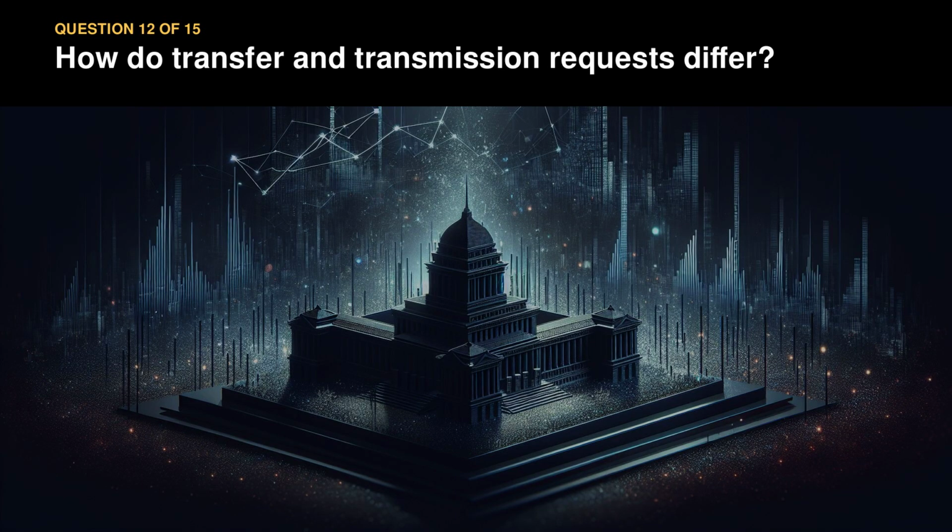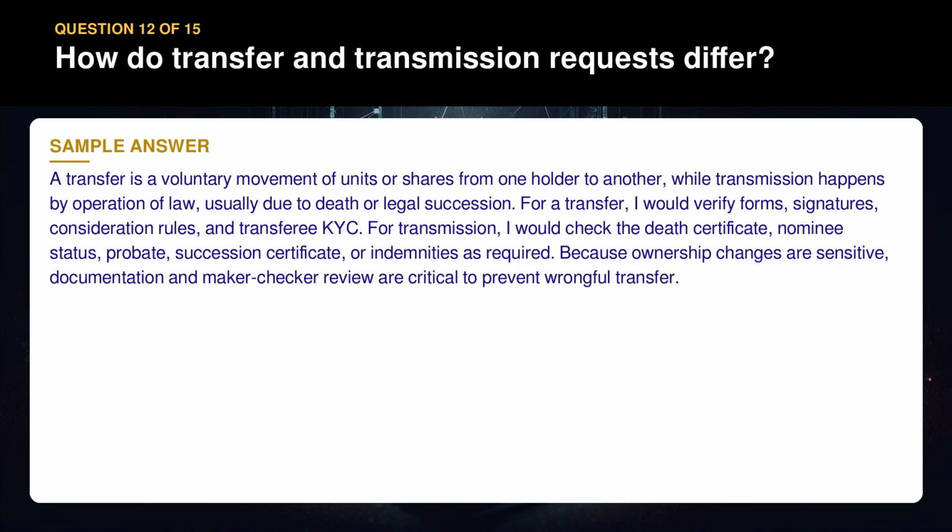Question 12. How do transfer and transmission requests differ? A transfer is a voluntary movement of units or shares from one holder to another, while transmission happens by operation of law, usually due to death or legal succession. For a transfer, I would verify forms, signatures, consideration rules, and transferee KYC. For transmission, I would check the death certificate, nominee status, probate, succession certificate, or indemnities as required. Because ownership changes are sensitive, documentation and maker-checker review are critical to prevent wrongful transfer.